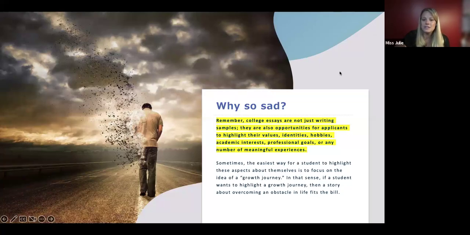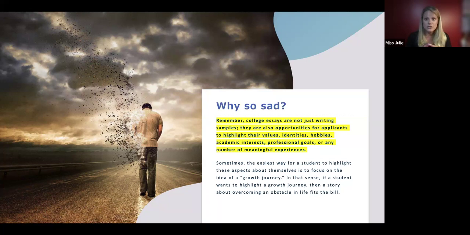Remember, colleges are not just looking for writing samples, right? The essays aren't just writing samples. They're also opportunities for the applicants to highlight their values, their identities, their hobbies, their academic interests, professional goals, or any number of meaningful experiences. And sometimes the easiest way for a student to highlight these aspects about themselves is to focus on the idea of a growth journey.